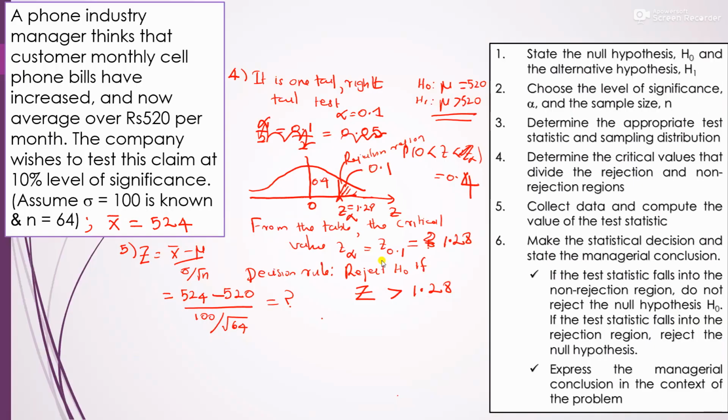Then part 6. After you calculate this one, then you have to reach part 6. Right? So here, take this value as 524. X bar is equal to 524.